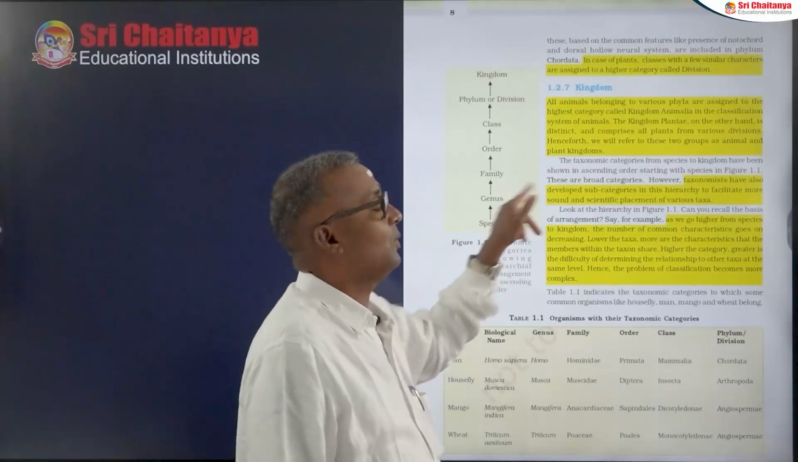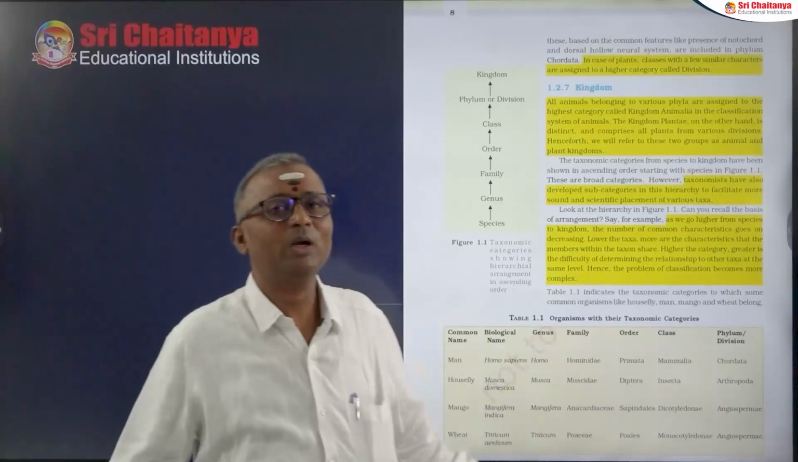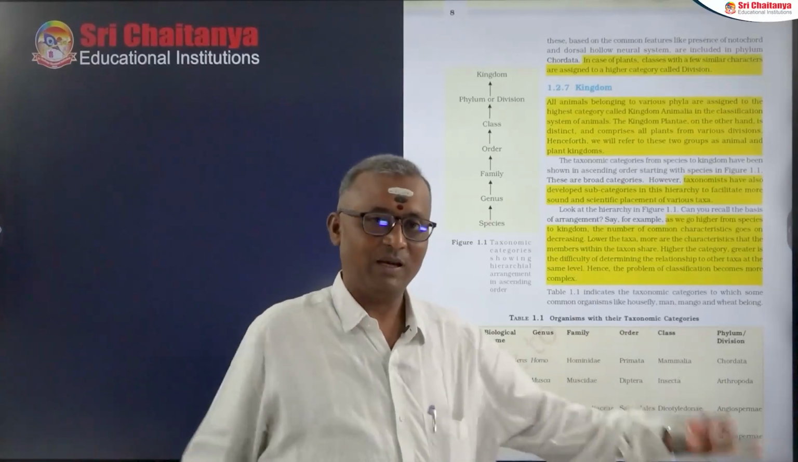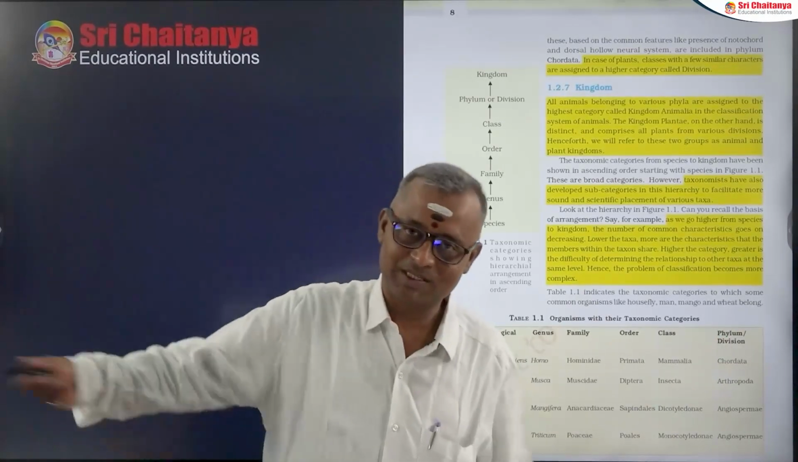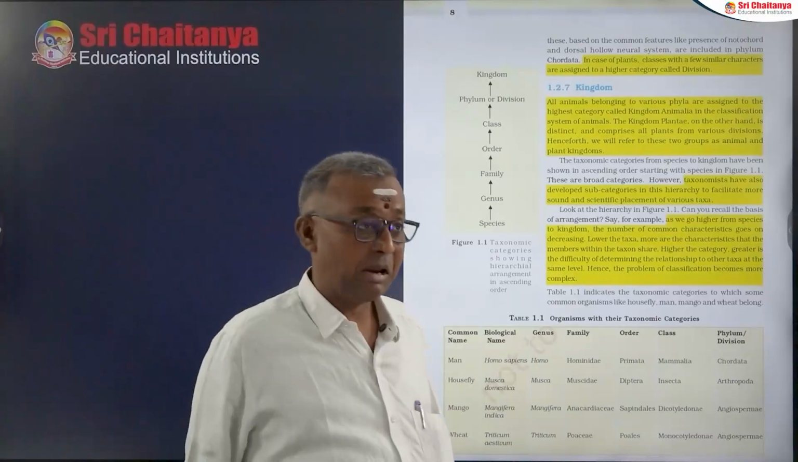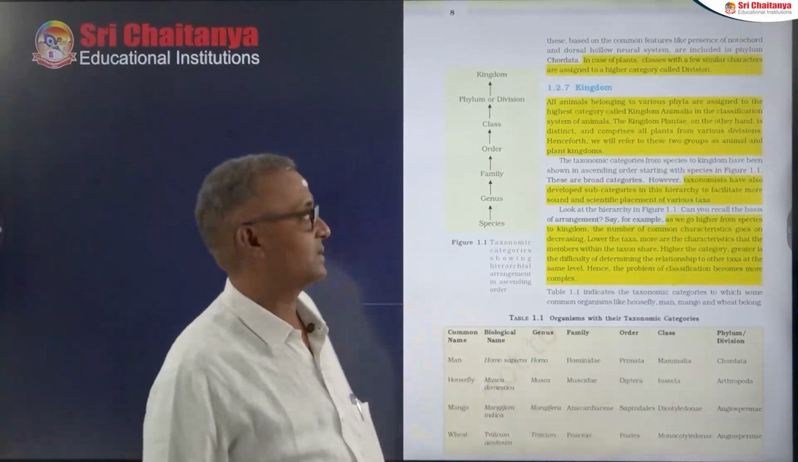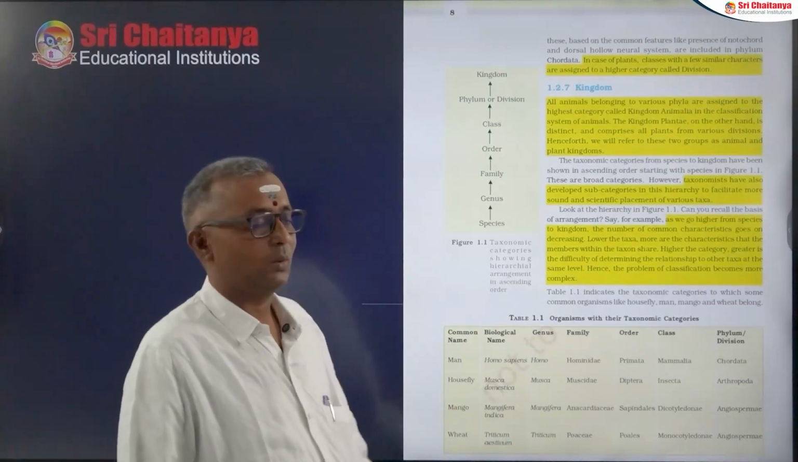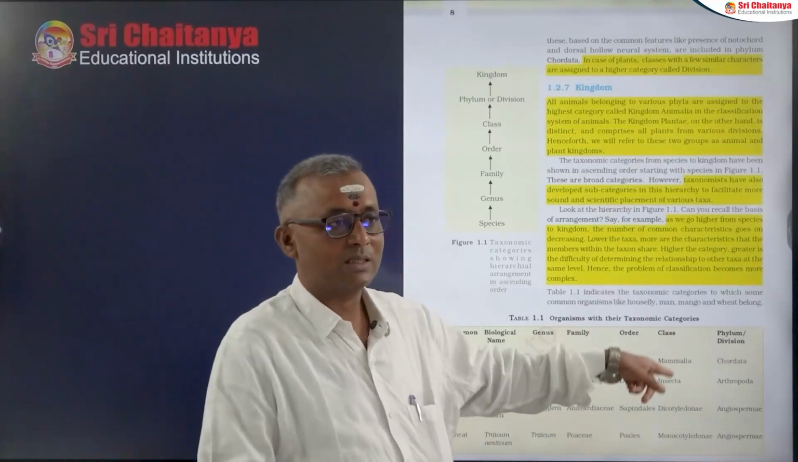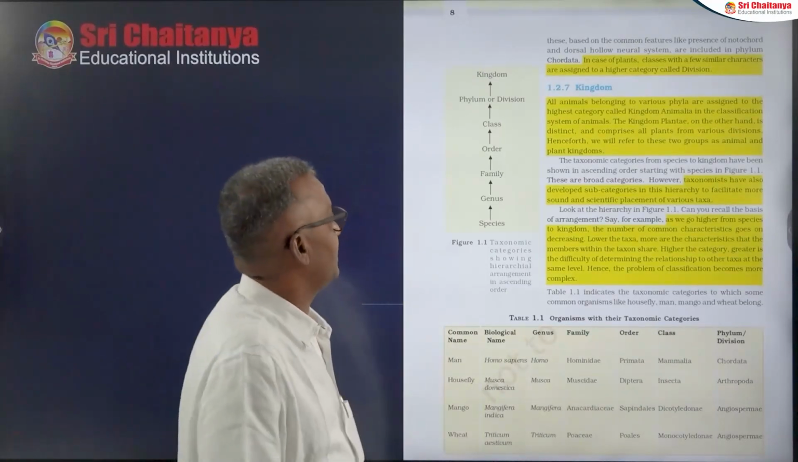So we have two important kingdoms here. It's not that there are only two. In the 5 kingdom system we have 5, in the 6 kingdom system, 6 kingdoms, and there is also an 8 kingdom system. So there are different methods. I am not going into those details. That will be dealt with in a separate chapter called biological classification.